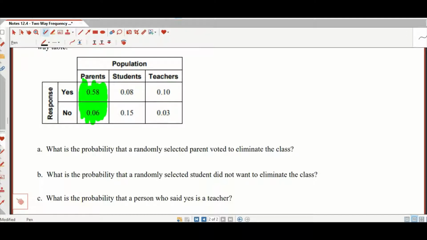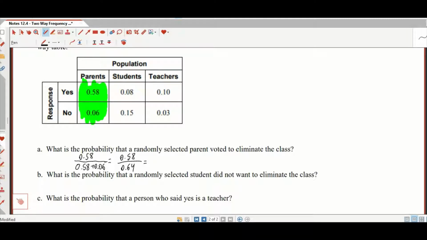There's the secret total that I wish I had, which, well, let's just do this. So for the parents, what's the probability the randomly selected parent voted to eliminate the class? Well, the probability of a parent who voted to eliminate is 0.58. I'm going to assume that yes means get rid of it and no means let it stay. So 0.58 over 0.58 plus 0.06 equals 0.58 over 0.64.